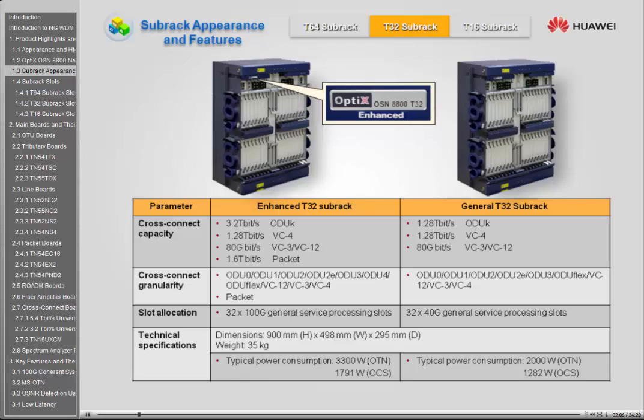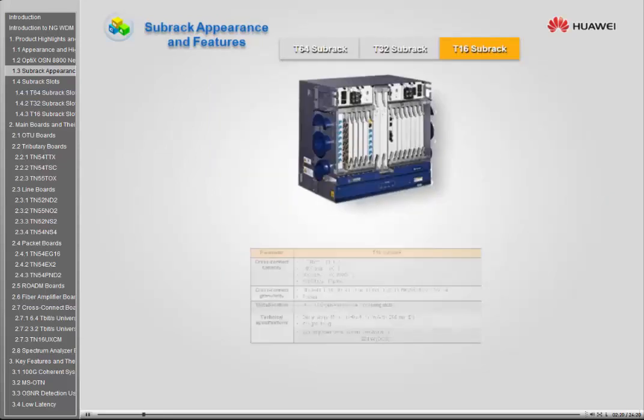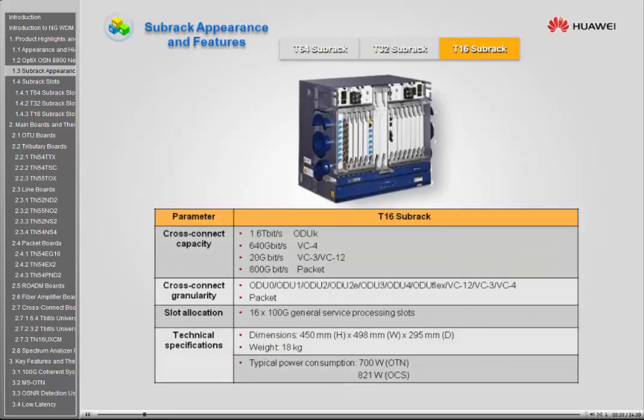Different from the General Optics OSN 8800 T32, the Enhanced Optics OSN 8800 T32 subrack supports packet services. Compared with an Optics OSN 8800 T64 and T32 subrack, an Optics OSN 8800 T16 subrack has the smallest cross-connect capacities, which are at most 1.6 terabits per second.